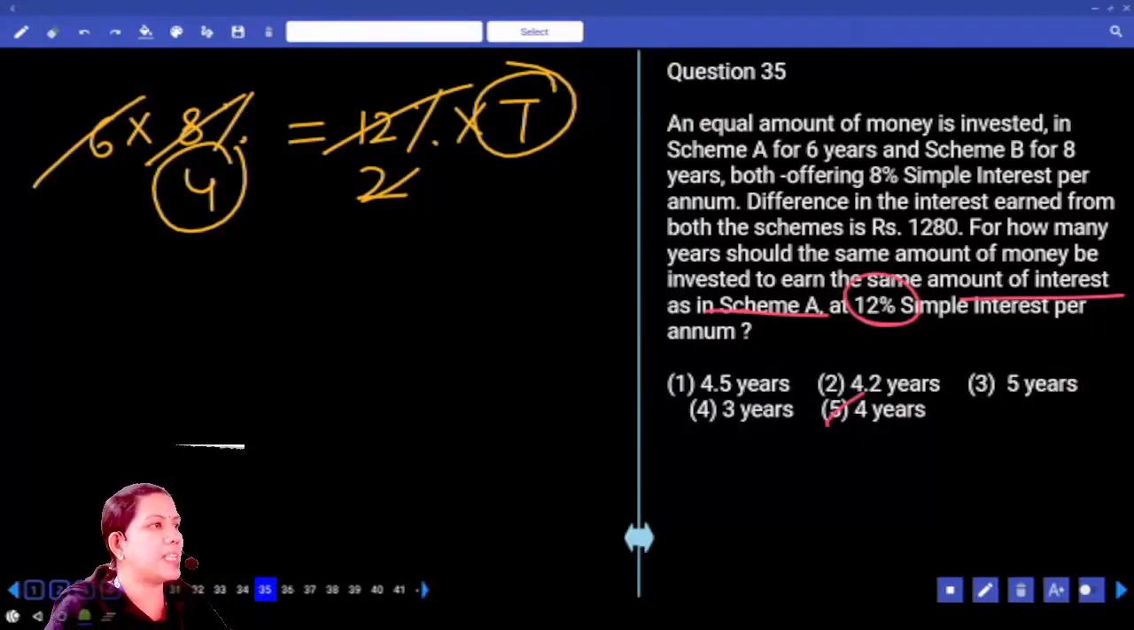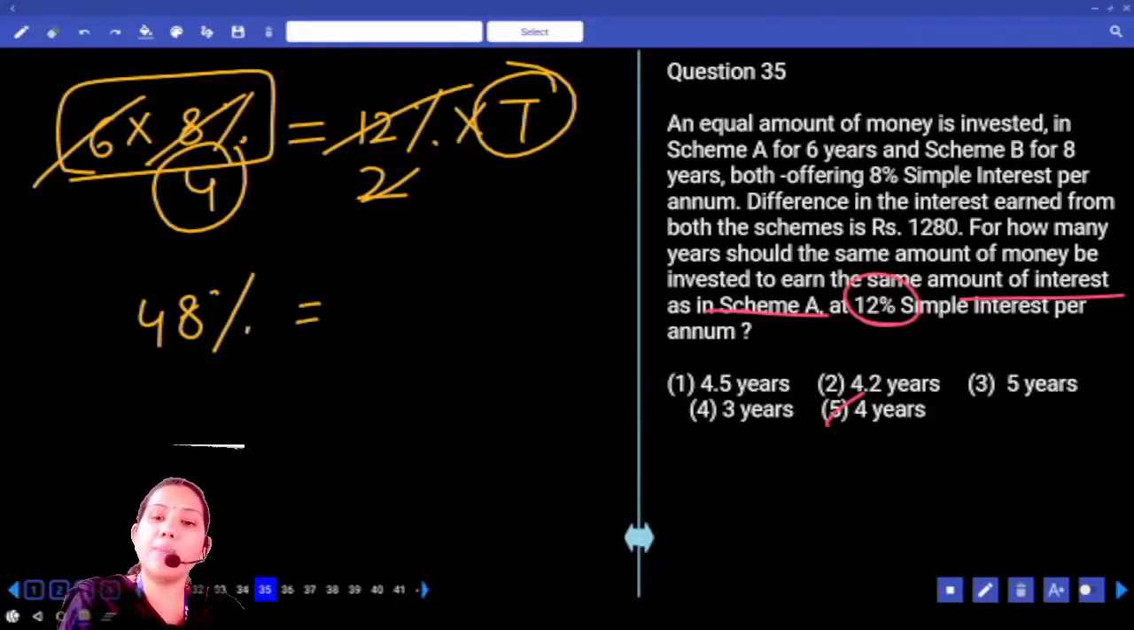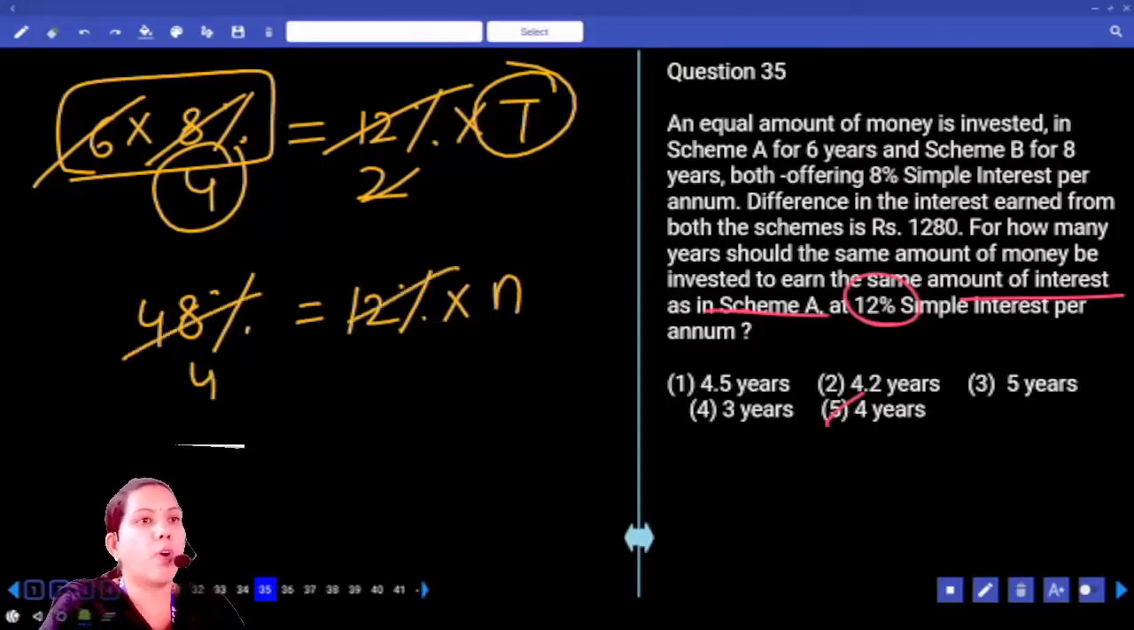Scheme A interest and scheme B interest must be equal. Scheme A offers simple interest or compound interest? Simple interest for how many years? 6 years. And how much interest percentage? 8% rate of interest. 6 years means scheme A offers how much interest percentage? 48. And scheme B interest is 12% and for how many years? That is the question. 12 exactly 4 times. 4 years at 12% or 6 years at 8% offer the same interest. 48.